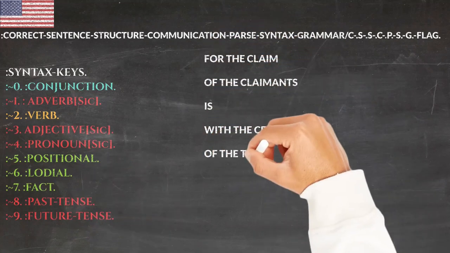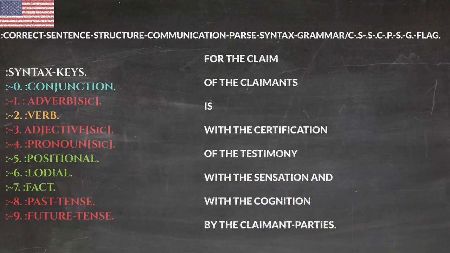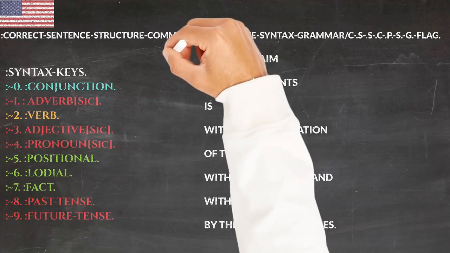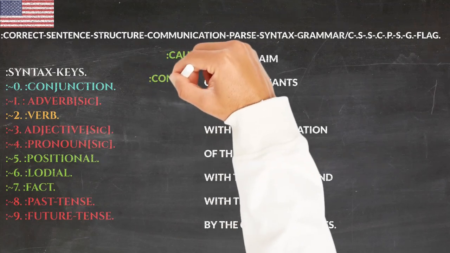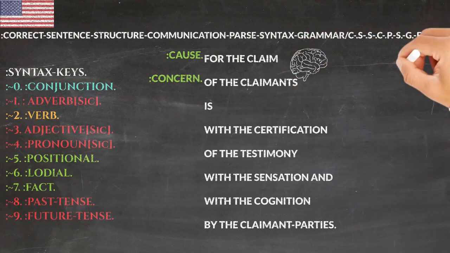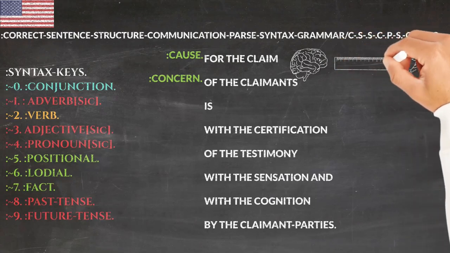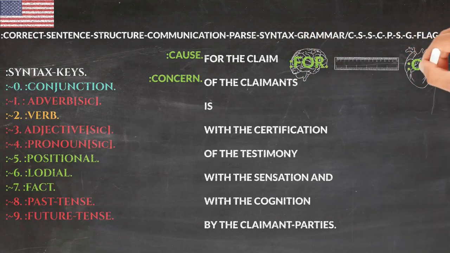See here, I have a correct sentence structure claim. I'm going to do a couple things with this to illustrate some grammar mechanics. So we start out with cause. For is the cause of this claim. Of is the concern of the claim. We have our 2 points, because you need 2 points with which to draw a straight line. This point is the for. This point is the of.